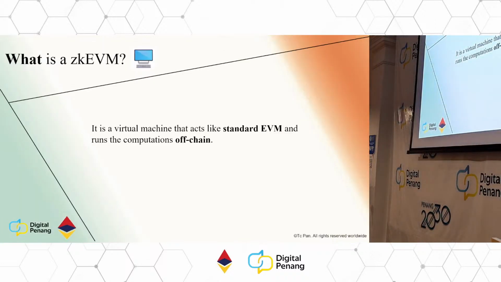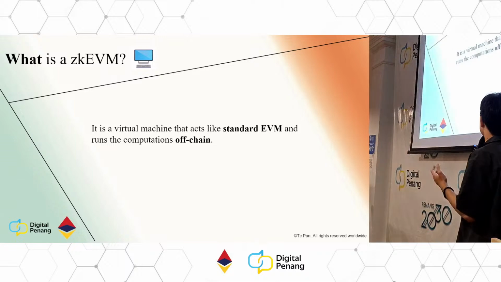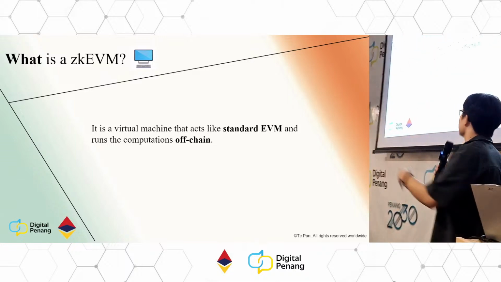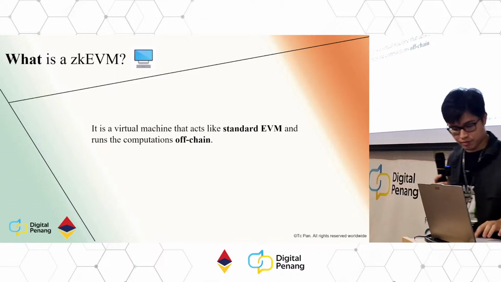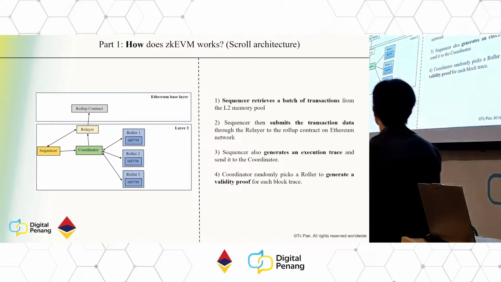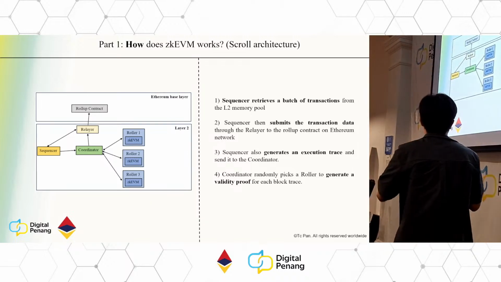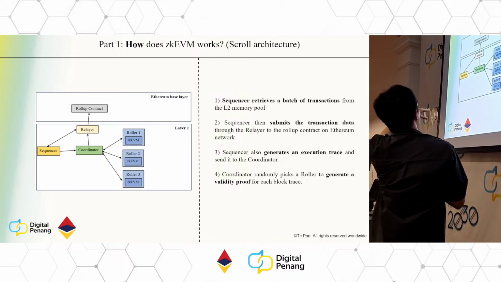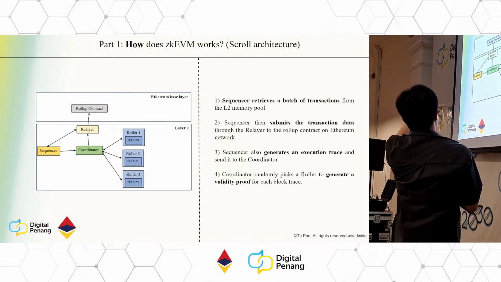So what is a GK EVM? It's a virtual machine that acts like a standard EVM and runs the computation off-chain. This is a simple definition of what GK EVM is. This is a basic architecture of how GK EVM actually works. There are two layers here, which are the Ethereum-based layer itself and the layer 2.